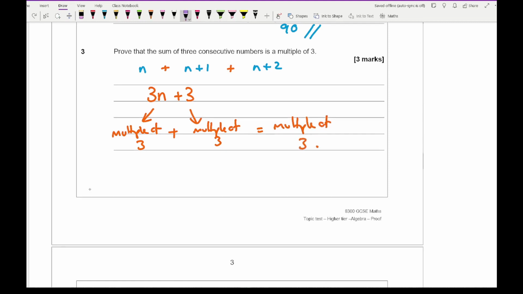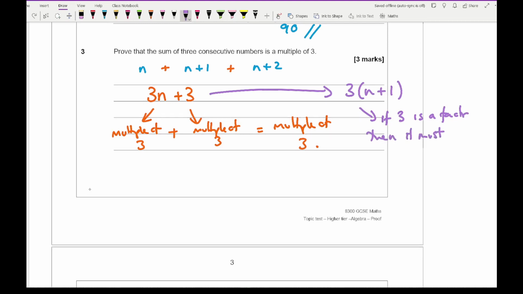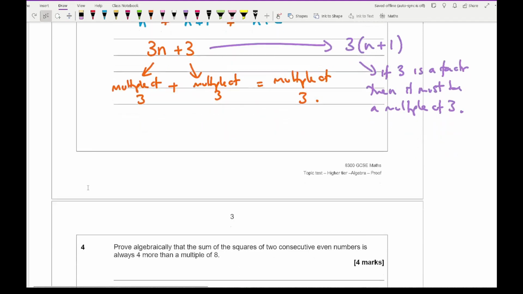Alternatively, what I could have also done is factorise it and got 3 times n plus 1, and then you can say that if 3 is a factor, then it must be a multiple of 3. So either of those two explanations would be absolutely fine.